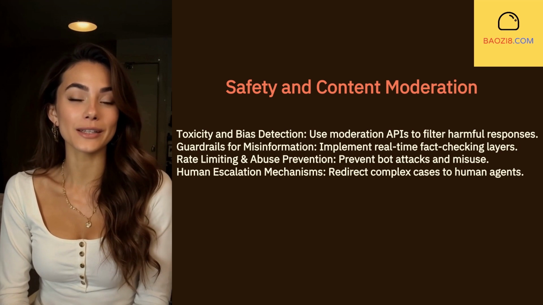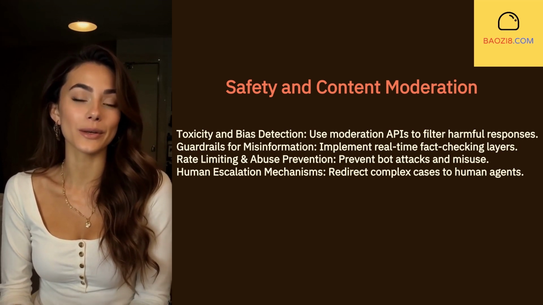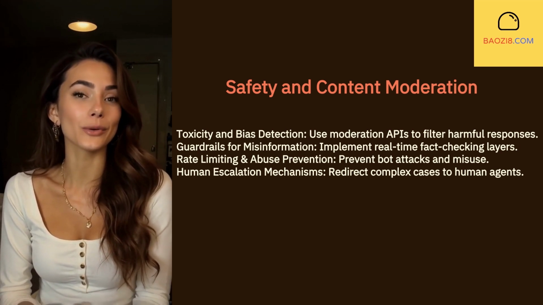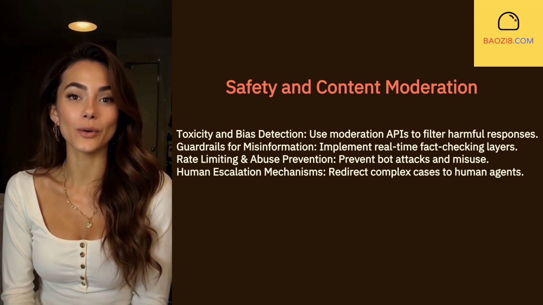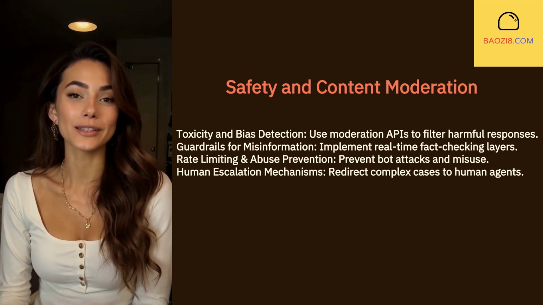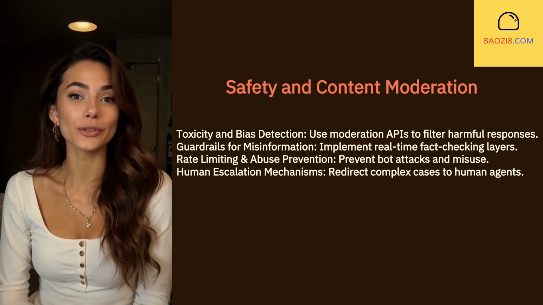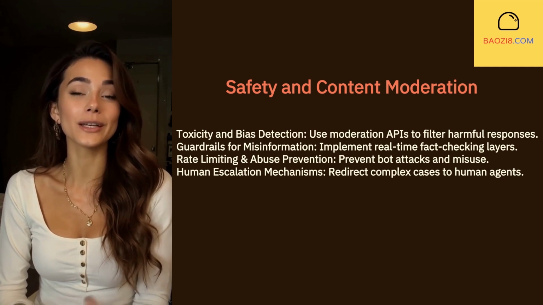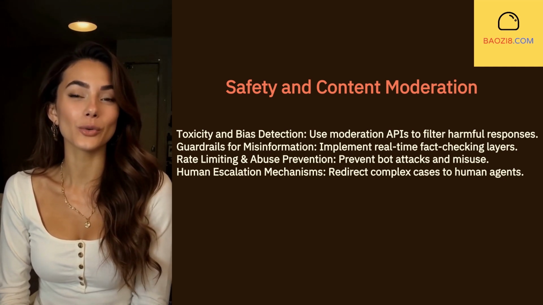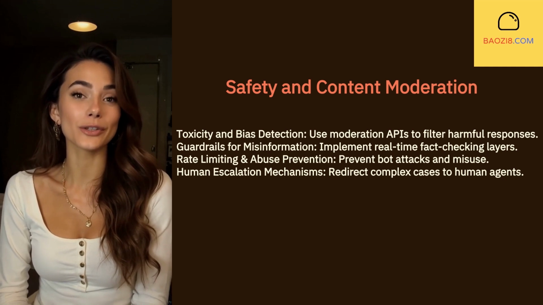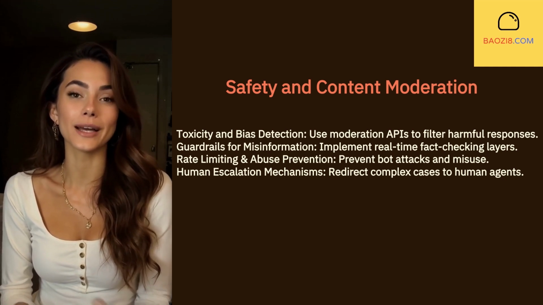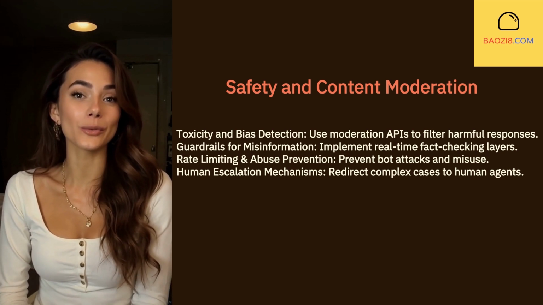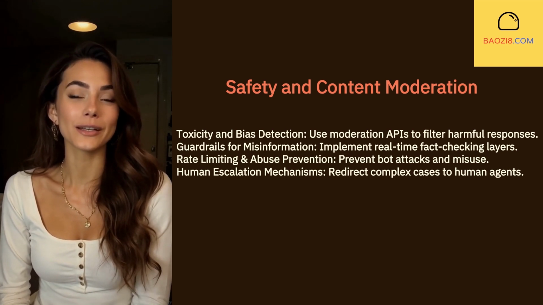Another crucial aspect is abuse prevention. Implementing rate limiting prevents malicious users from spamming queries or exploiting the system for harmful activities. We can also detect bot-driven attacks using anomaly detection techniques. For complex cases, human escalation mechanisms ensure that unresolved queries are smoothly transferred to live support agents. The AI can pre-process customer queries, summarizing context before handing off to a human, ensuring a seamless transition and efficient resolution.